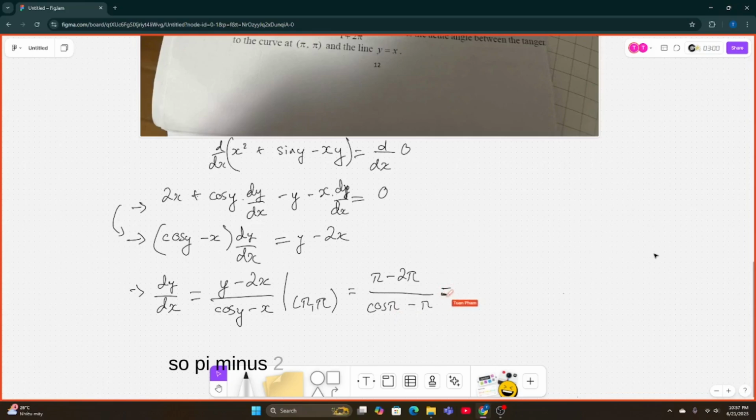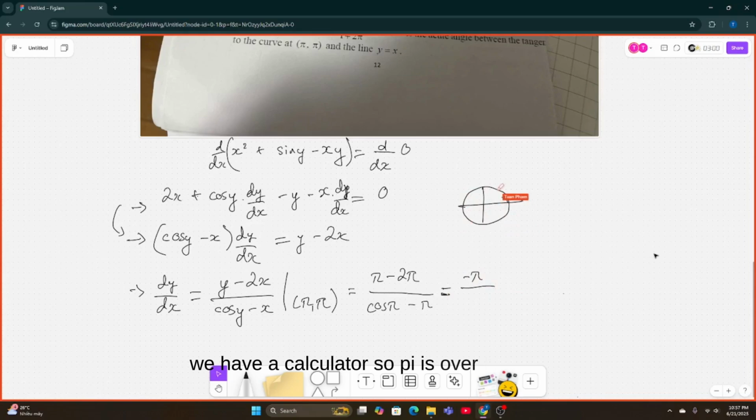So pi minus 2 pi is negative pi. And cos of pi. So what's cos of pi? We have a calculator. So pi is over here, right? Cos of pi will be negative 1. Okay. And then we have minus pi. So this is correct already. If you reach this stage, you get the 4 marks already.